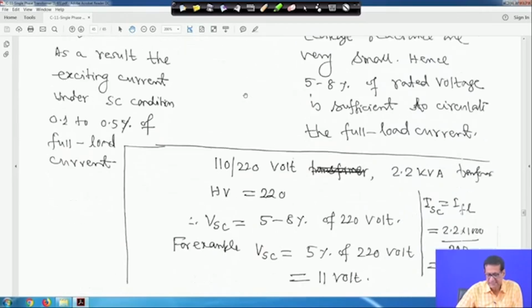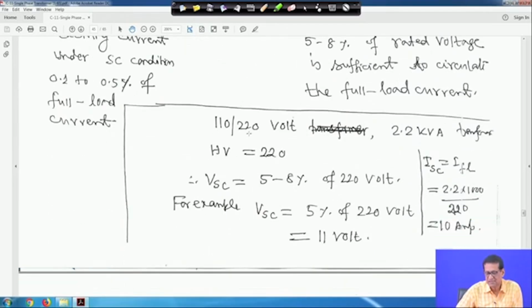So, for example, if it is a 2.2 kVA transformer, the high voltage side is 220 volt. The short circuit voltage you need is 5 to 8% of 220 volt, and 5% of 220 volt is hardly 11 volt. So if you supply about 11 volt, the rated current flows, that is the full load current of the 2.2 kVA transformer. That is 2200 divided by the high voltage side voltage of 220.